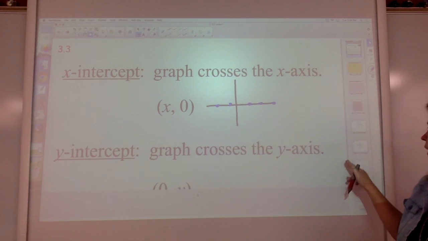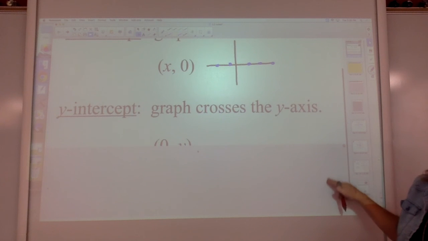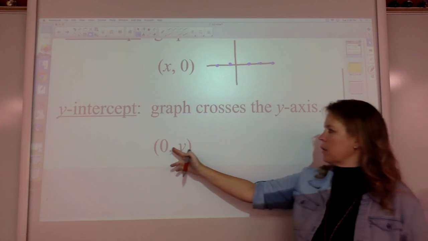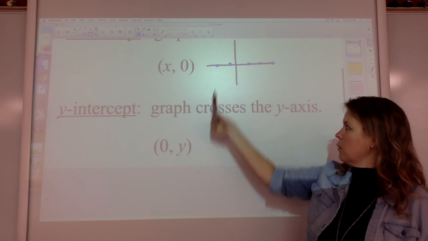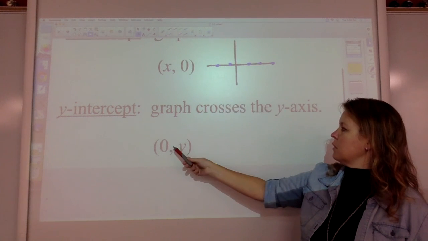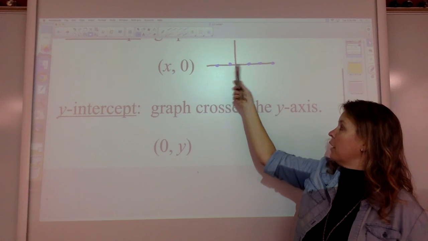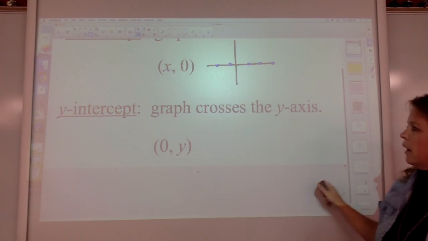Y-intercept, the graph crosses the y-axis. And this time the 0 is in the x spot because you can move the y anywhere you want, up or down. You just can't move left or right, because if you move left or right, then it wouldn't be on the graph anymore.